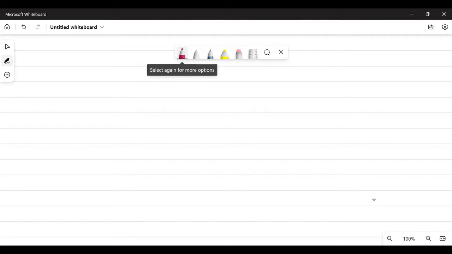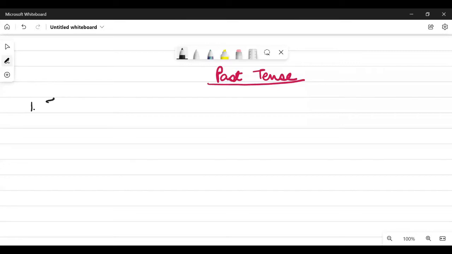So let's continue with the past tense today, right? Past tense, when we talk about the past, past means the time that has already gone. Okay. So again, past tense will also have those four types of tenses, and among them, the first is the simple past tense. The simple past or past indefinite tense.